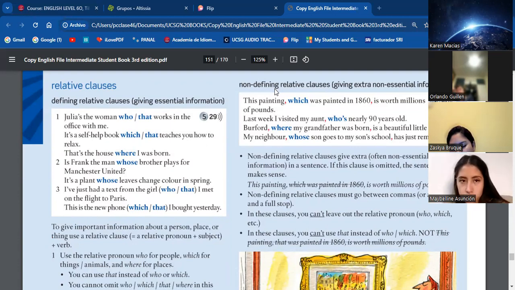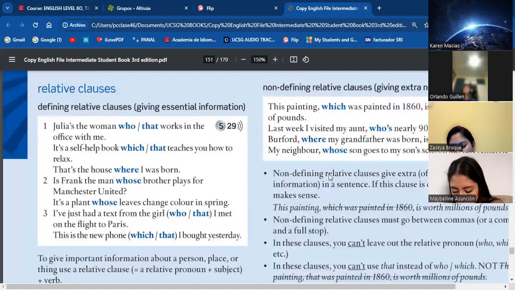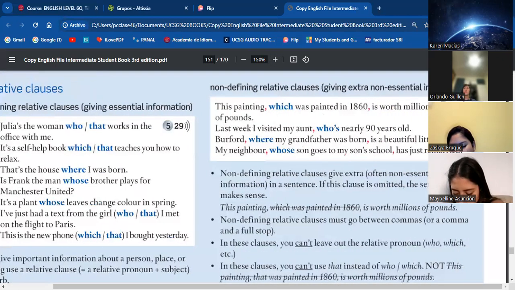Let's take a look at the examples. The painting, you see what they put in red in here: the commas. This painting, which was painted in 1860, is worth millions of pounds. So how do I identify if they are defining or non-defining? They are non-defining when they are between commas.